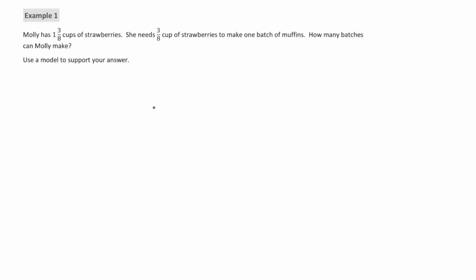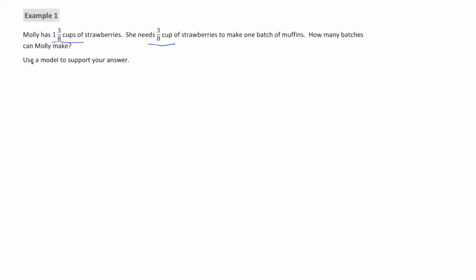Alright, so like we did in lesson 3, remember that if the denominator is the same, it makes our job much easier. And here we have eighths in both of our terms. So Molly has 1 3/8 cup. That's the total amount, right? This is the total amount of strawberries that she's got. And she needs, for each of the batches of muffins, 3/8 of a cup. So she can make multiple batches of muffins.